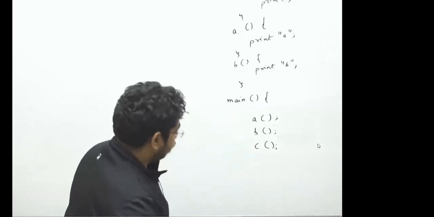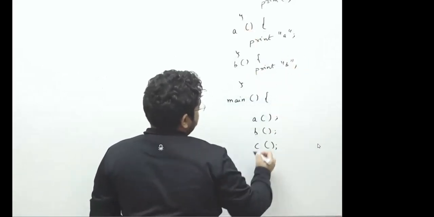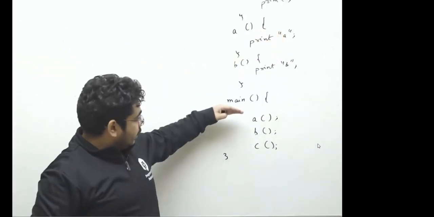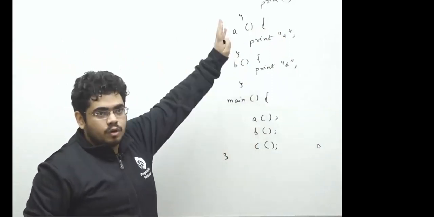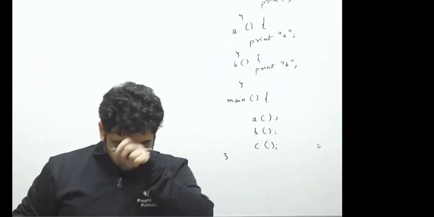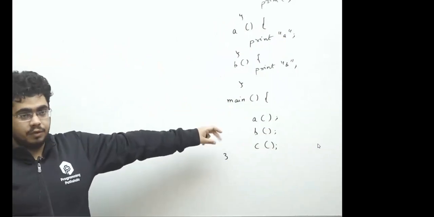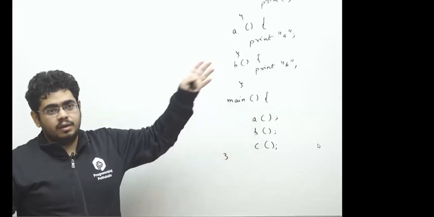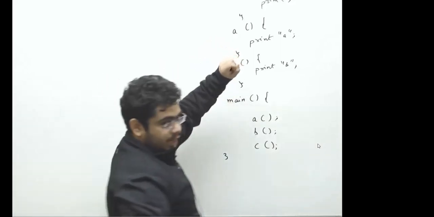So first a will be called, it will print a. b will be called, it will print b. c will be called, it will print c. Important point to note here, things happen in sequence. It's not like a, b and c are all called and they print in random order. Is that clear to everyone, that it will be sequential? This is important before going into recursion. Yes or no?